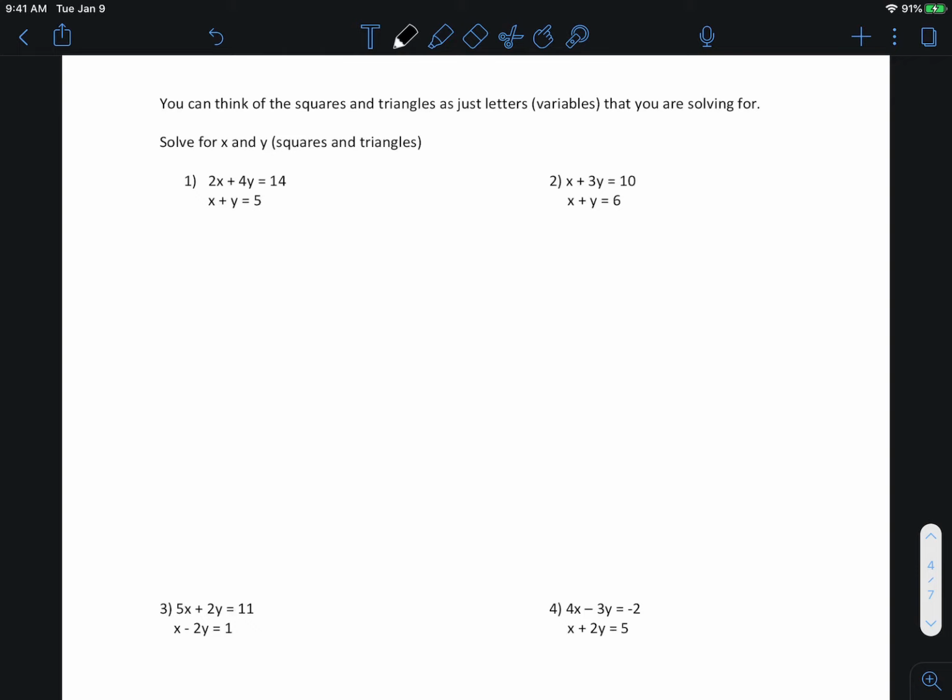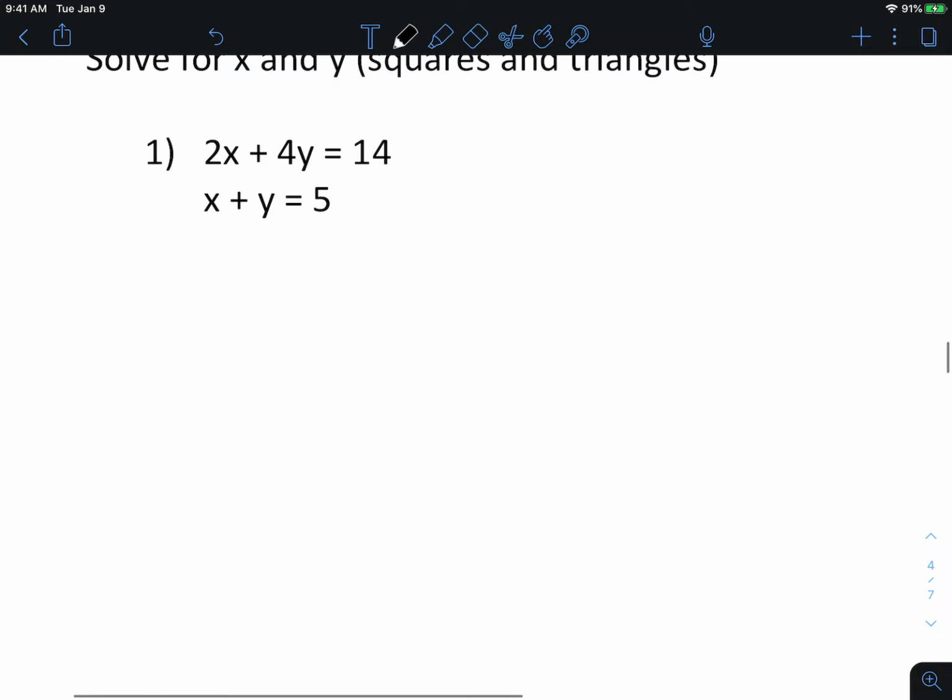Because it's the same setup as this, we have to follow the same thing. Which a triangle would be y. So it'd be... I'm just going to rewrite this down here. 14. So.